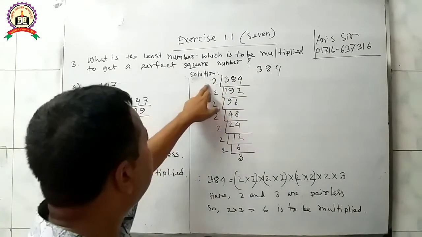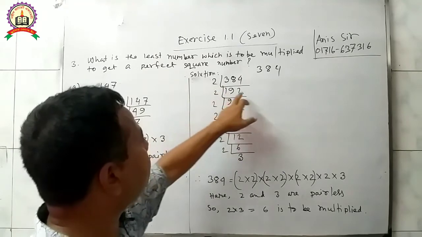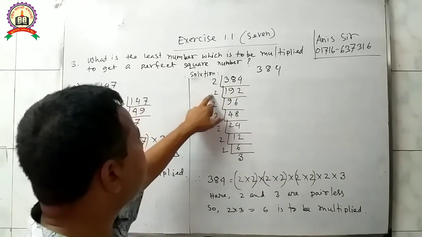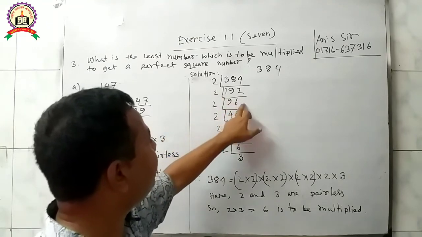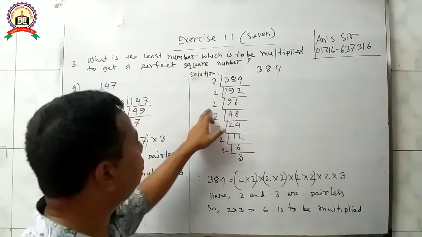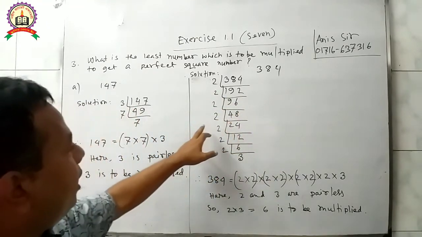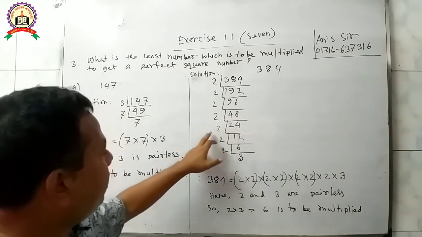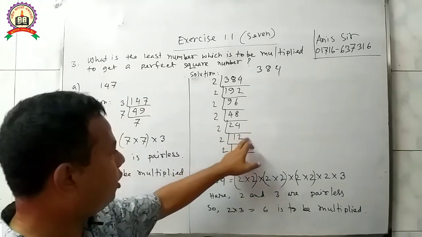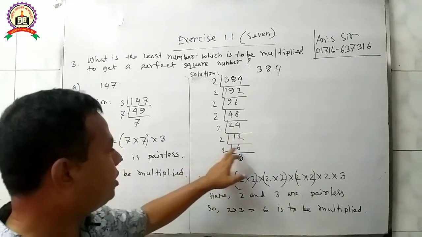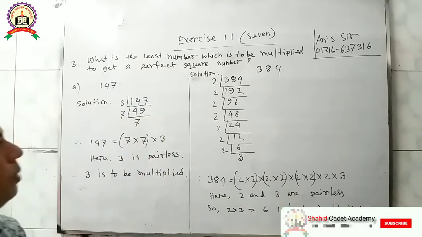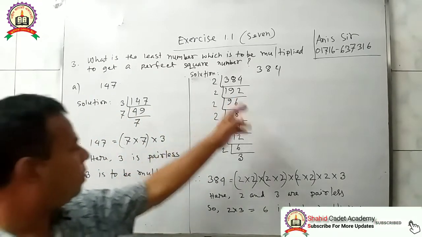384 is divisible by 2, then we get 192, and again divisible by 2 we get 96, and again by 2 we get 48, and again by 2 we get 24, and again by 2 we get 12, and again by 2 we get 6, and again by 2 we get 3. These are the prime factors of this number.